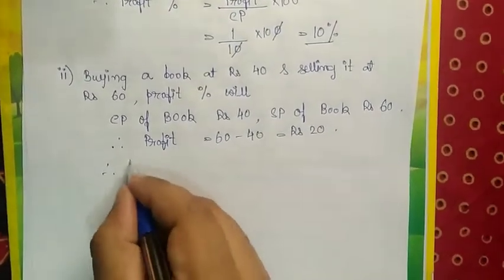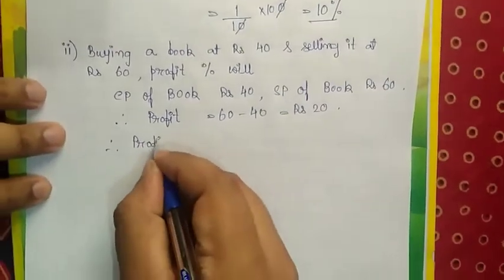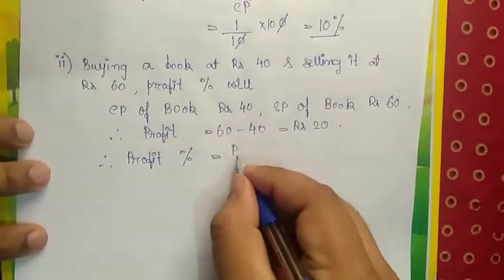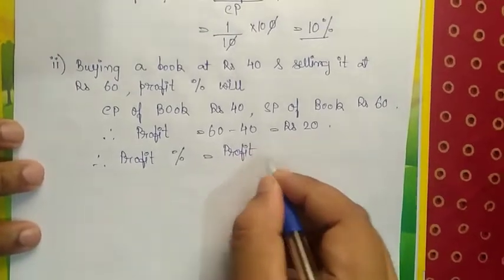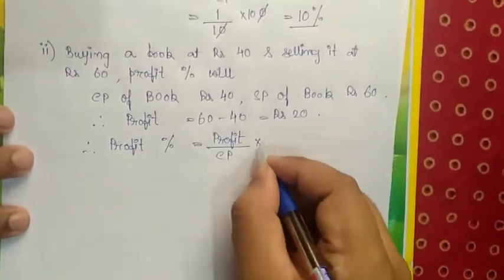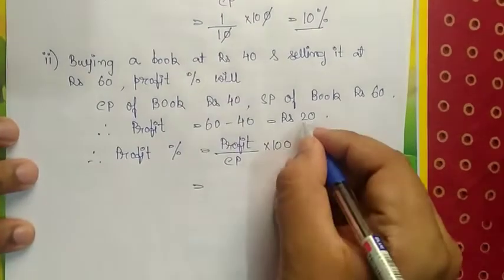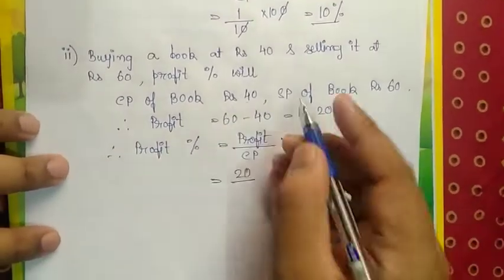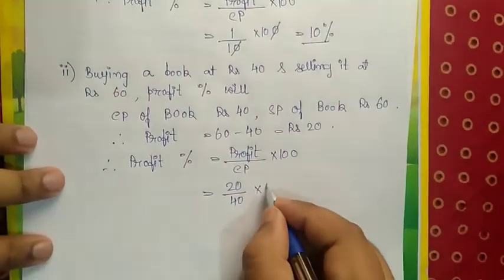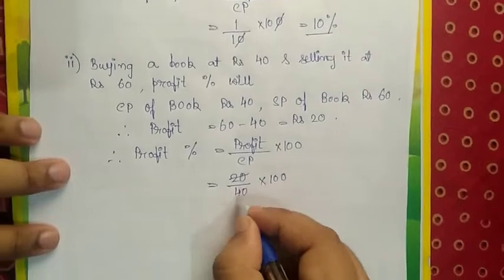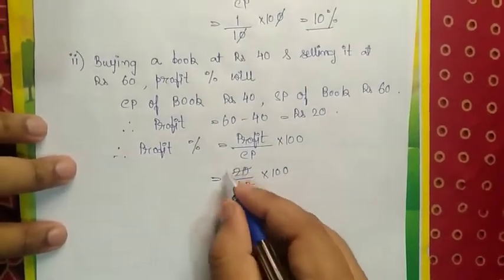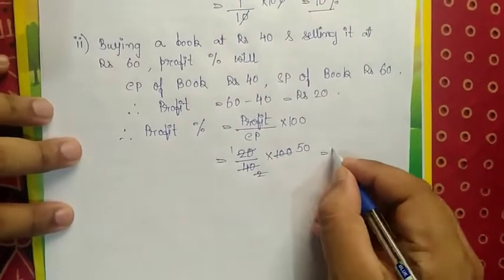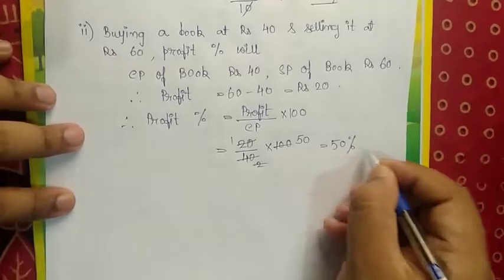So therefore profit percentage equals profit by CP into 100. So here the profit is 20 and the CP is 40, into 100. Dividing by 20 we get 1 and 2. So the answer is 50%. Profit percentage is 50.